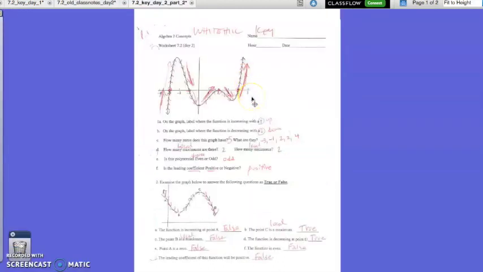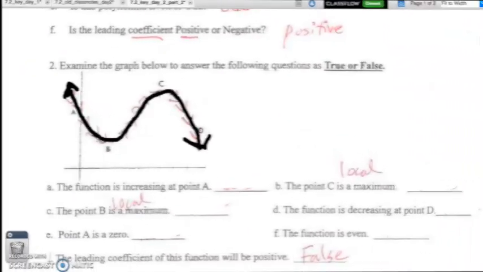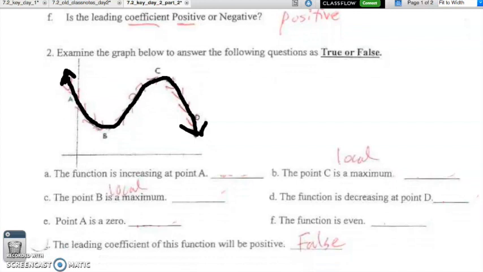Next I want to look at a problem from day 2. And today we're going to look at problem number 2. There are some true and false statements I want to go over with you. The first question is, the function is increasing at point A.